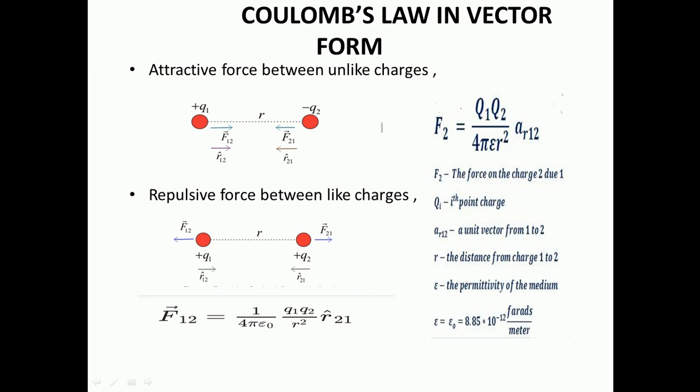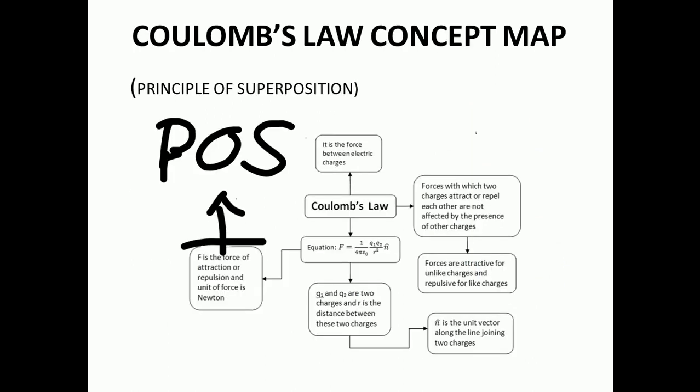So, a repulsive force or an attractive force, in general we define the force between the two charges in terms of Coulomb's law, generalized as the equation F2 equals Q1 Q2 divided by 4 pi epsilon r squared times aR12, where F2 is the force on charge 2 due to charge 1, and Qi is the ith point charge. In general, aR is the unit vector, R is the distance between charges 1 and 2, and epsilon is the permittivity of the medium, defined as 8.854 times 10 power minus 12 farads per meter.